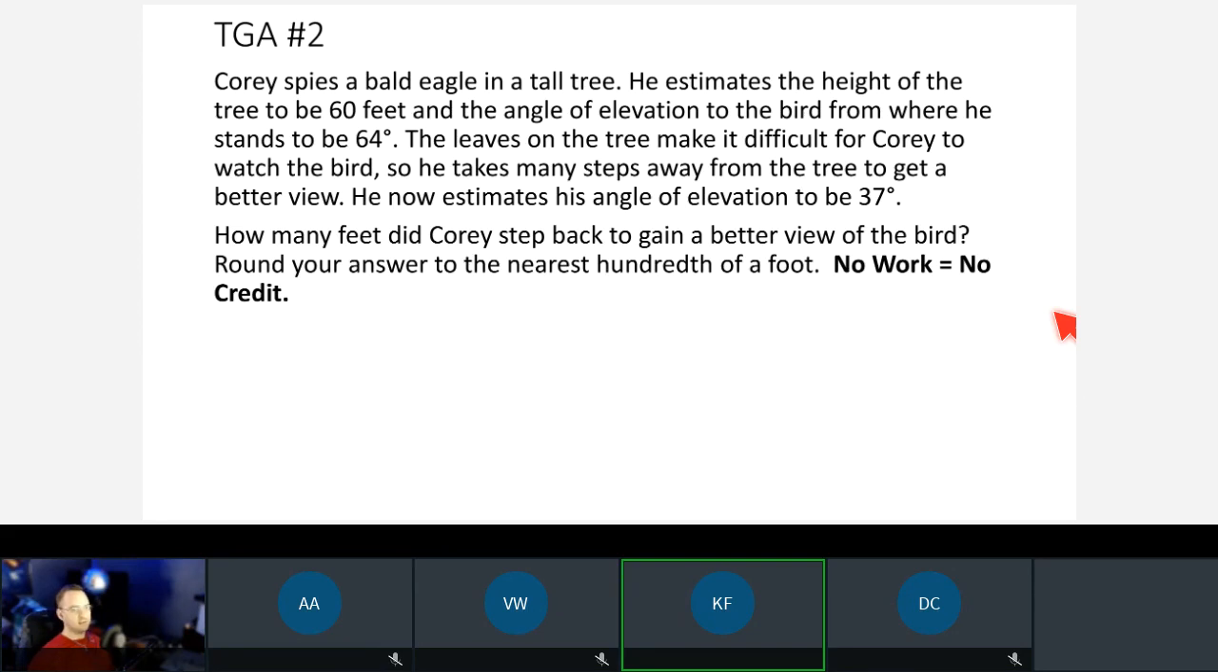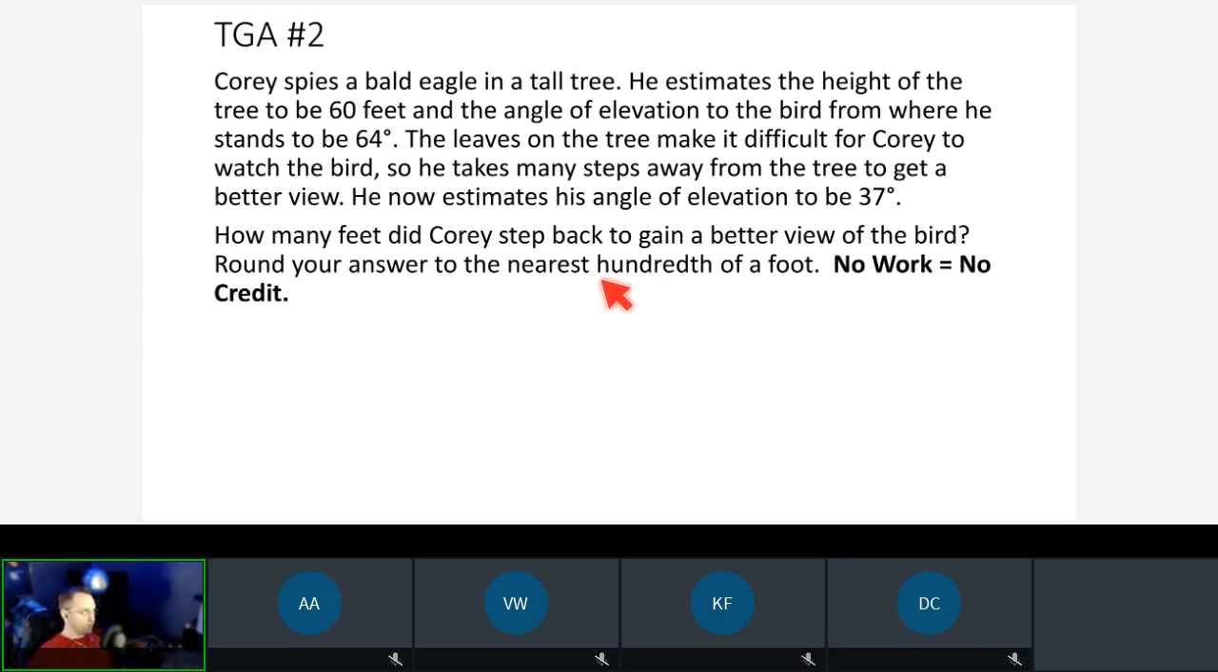Okay. Corey spies a bald eagle in a tall tree. He estimates the height of the tree to be 60 feet and the angle of elevation to the bird from where he stands to be 64 degrees. The leaves on the tree make it difficult for Corey to watch the bird, so he takes many steps away from the tree to get a better view. He now estimates his angle of elevation to be 37 degrees. How many feet did Corey step back to gain a better view of the bird? Round your answer to the nearest hundredth of a foot. No work equals no credit. Thank you. Thank you so much.